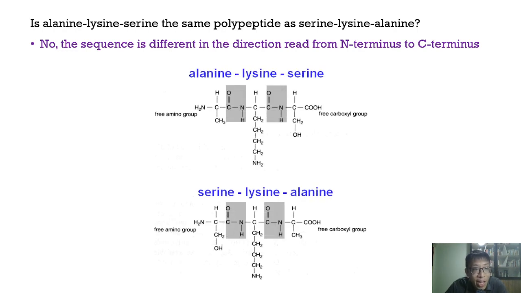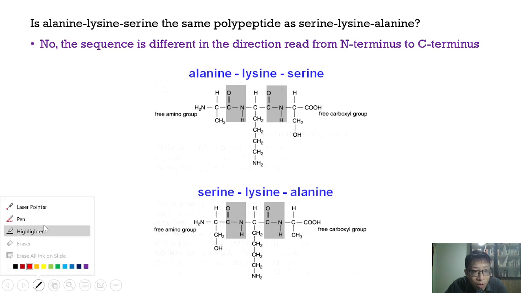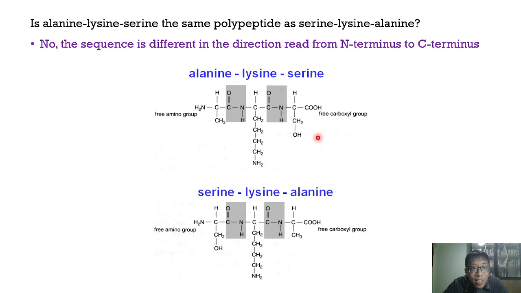So the first one, the alanine lysine serine, would be the first molecule on top here, and the second one would be the second peptide here. You can see that the structure is different. The center one is the same, but on the left-hand side and the right-hand side, the R groups are different. So these are two different tripeptides.